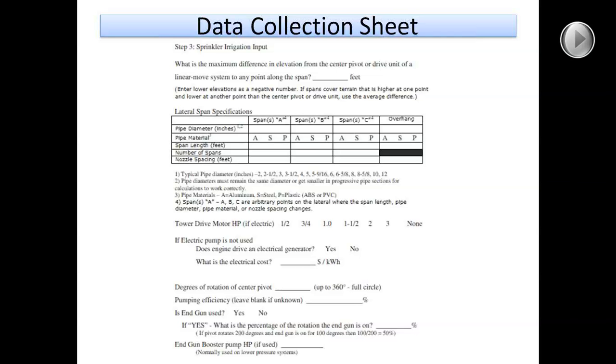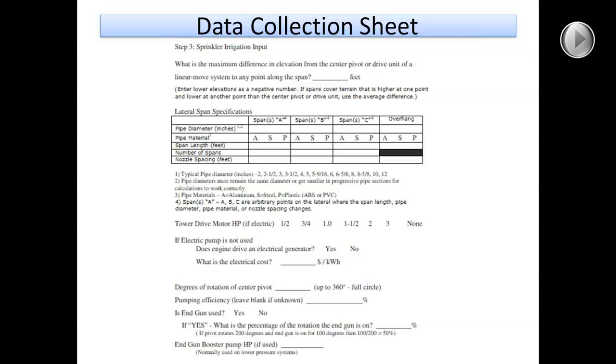Pump efficiency, if known, chances are we're not going to know it. If we grab a pump curve for the pump, we know the approximate flow rate, we can get it from the pump curve. If it's an old pump, it's probably less than what the pump curve would say. So that would generally be blank.